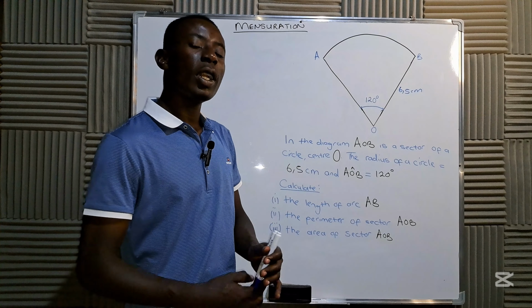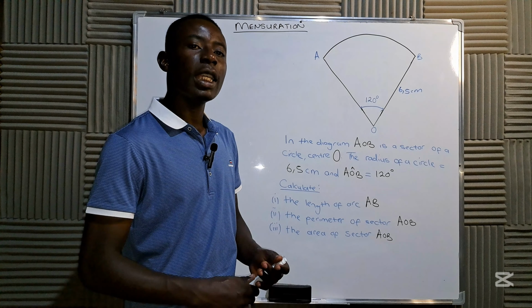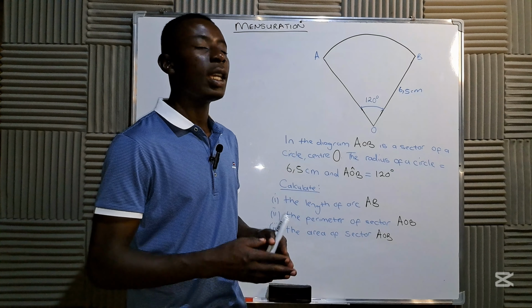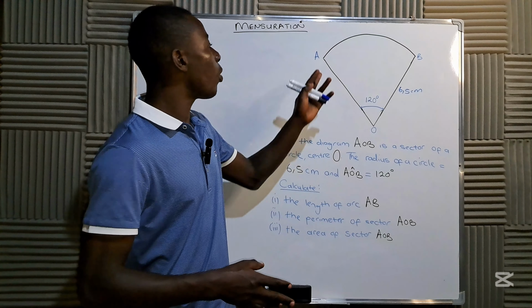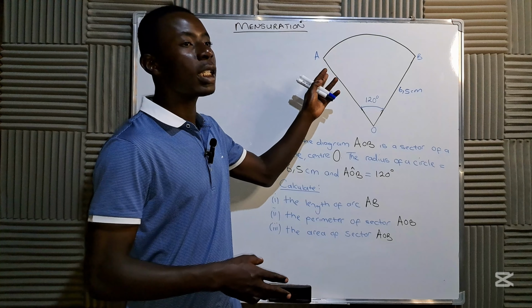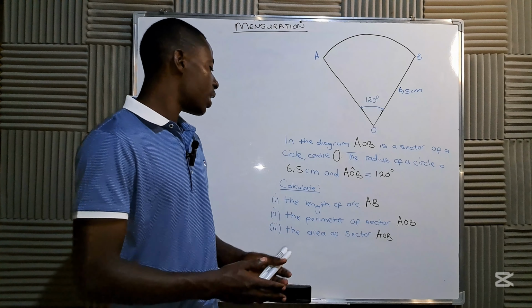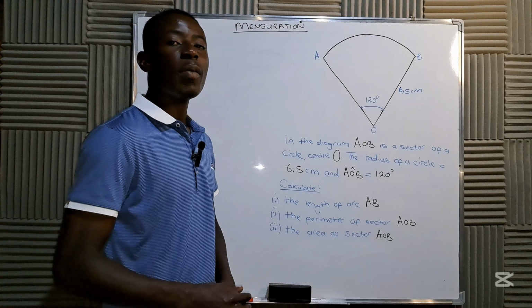In case you don't know what a sector is, it is a portion of a disc enclosed by two radii and an arc. So an arc and two radii make a sector. Our first question here is saying calculate the length of the arc AB.